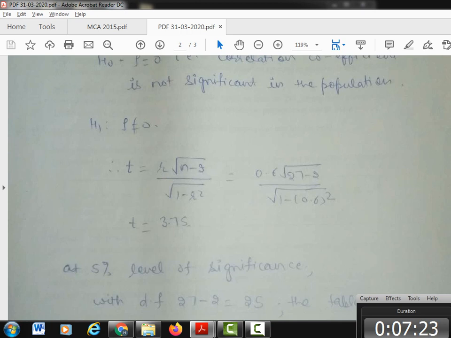You can verify with a calculator or check your calculation. The t comes to be 3.75. This is your calculated value. If this value is negative, then you will make it positive by taking the absolute value, its mod, and then you will compare this absolute calculated value with the table value.